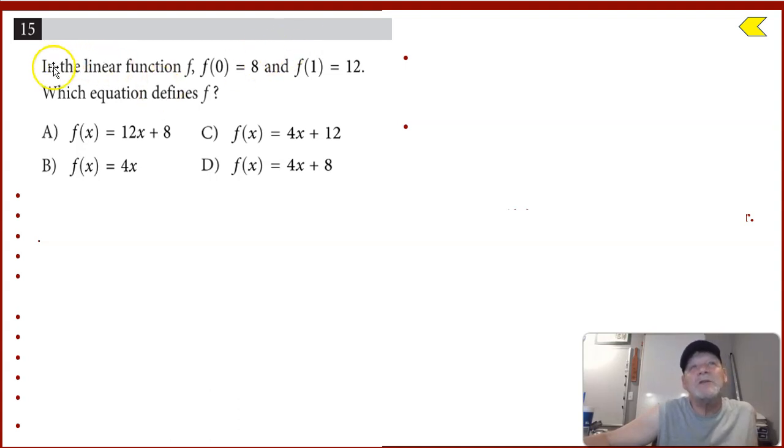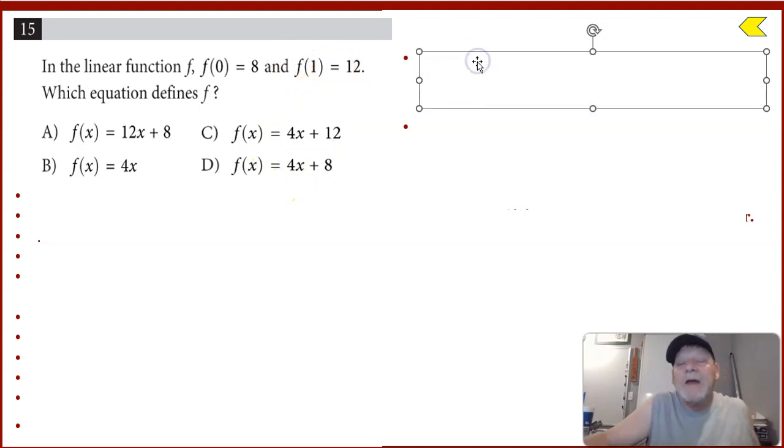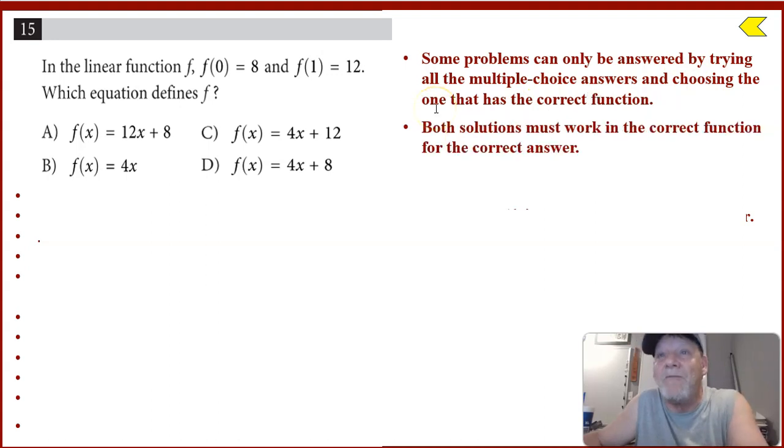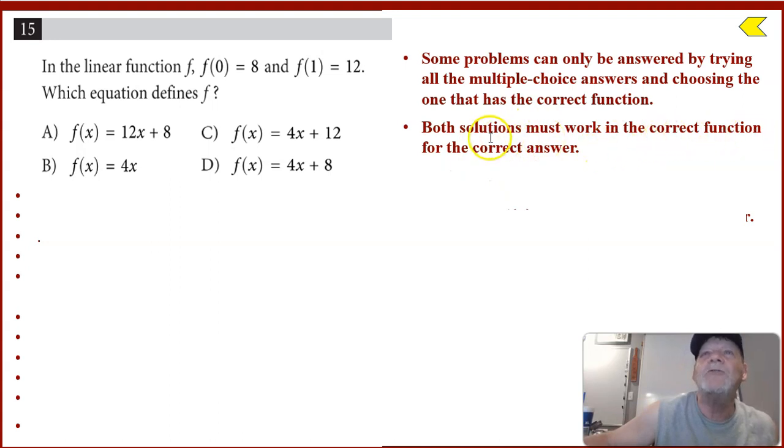So on number 15, it says in the linear function f of 0 equals 8. So you're going to plug it into each of them and see if f of 0 is 8 and f of 1 is 12. If both of those are true, then that will be your answer. That is pretty much the only way that you can do this. Some problems you have to just check each multiple choice to see if it works. It ends up being like 4 different problems. Both solutions must work in the correct function for that to be the correct answer.